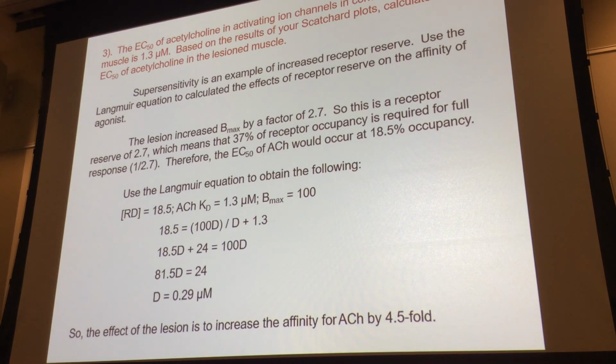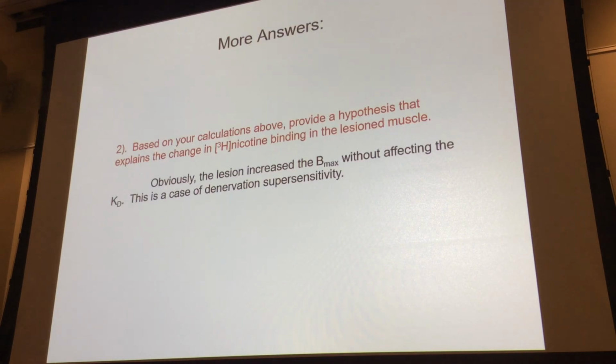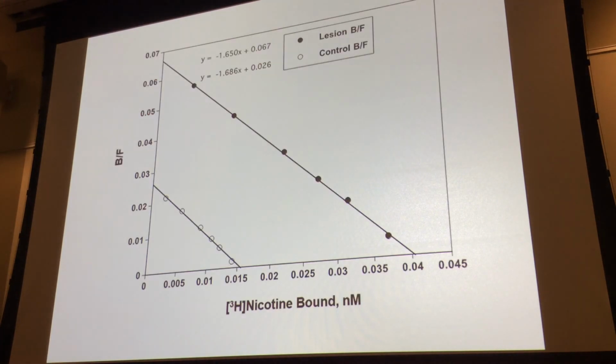Yeah? I have a question. So you said before that because there was an increase in Vmax but no increase in affinity, it was showing the desensitization. But now for the next question, you're saying there's an increase in affinity. Yes, that's a really good question. So she's saying here you don't see any change in affinity, but now when you look at the agonist, you do see a change in it, and that's the trick of supersensitivity and receptor reserve.